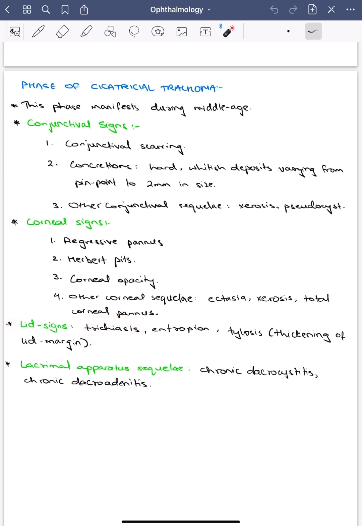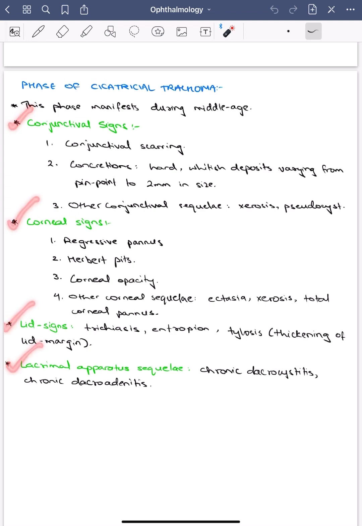Next is the lid signs, and the important lid sign is trichiasis. Then others include entropion and tylosis. Tylosis referring to the thickening of the lid margin. And finally lacrimal apparatus sequelae like chronic dacryocystitis and chronic dacryoadenitis.